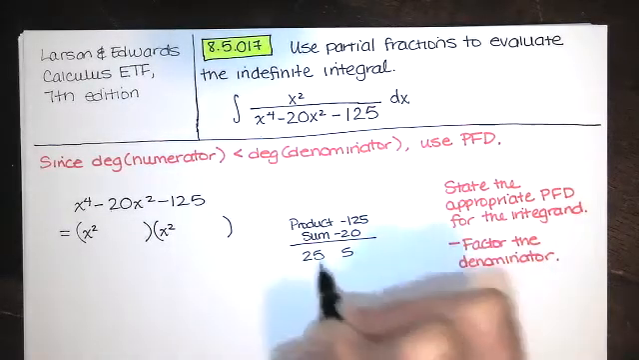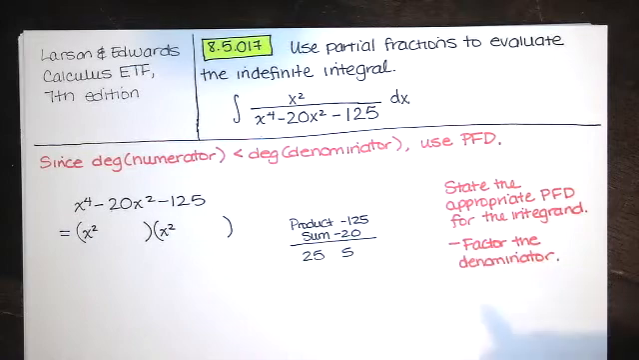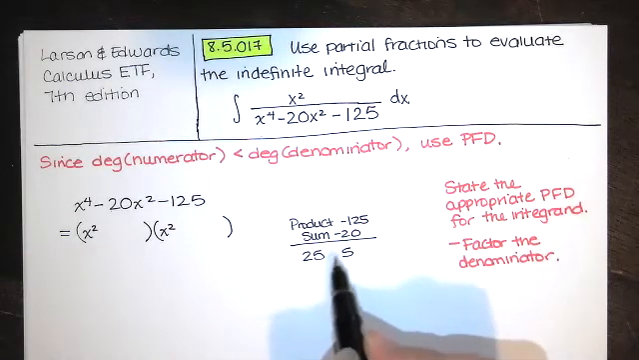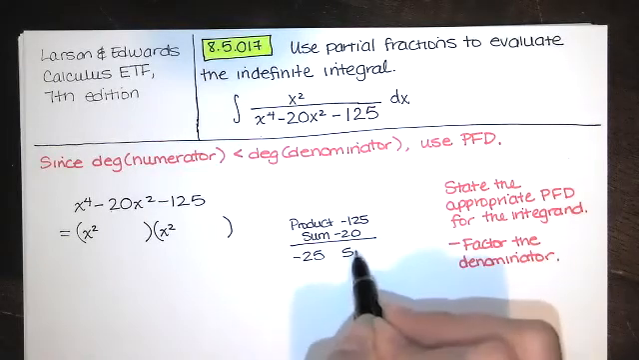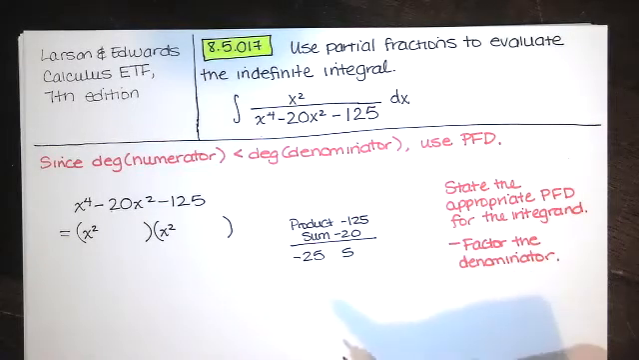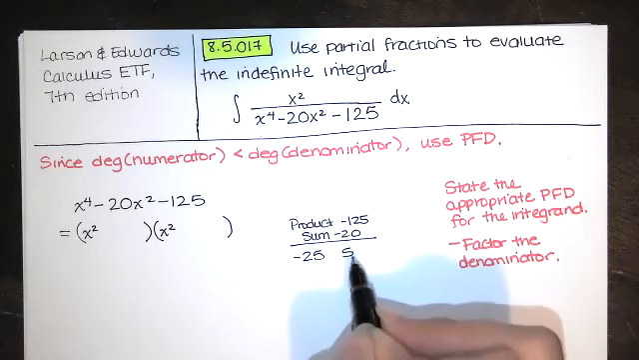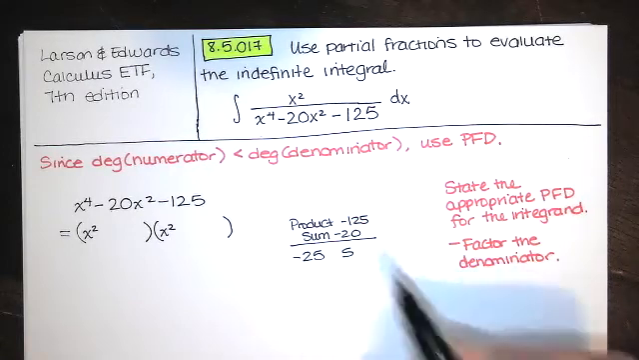So I think 25 and 5 will work because 5 times 25 is 125. And those have a difference of 20. Now I need to make one of these negative and the other one positive so that when I add them together, I get negative 20. So it must be a negative 25. Negative 25 times 5 is negative 125, and negative 25 plus 5 is negative 20. So that's going to work.